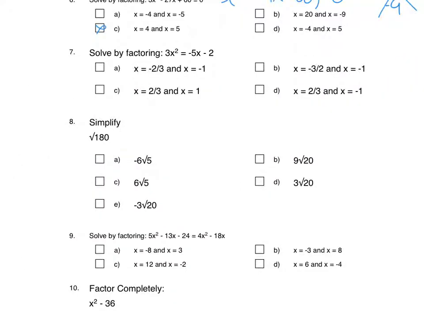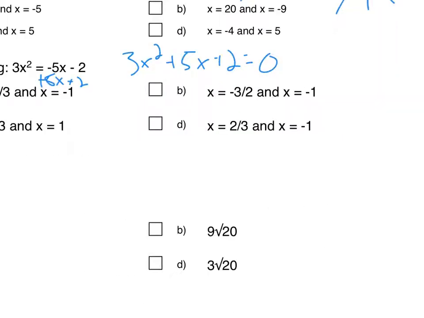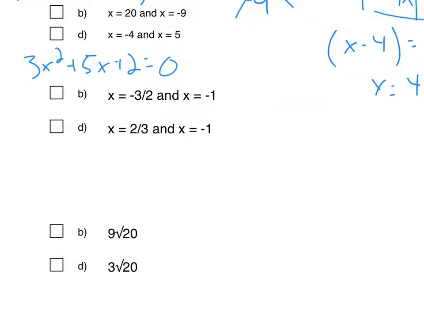Number 7. Now, some of us on this one struggled a little bit because it is easier to subtract the 3x squared over, but it's easier if we keep our A positive. So in this case, it'd be easier to add 5x and add the 2. So that way you get 3x squared plus 5x plus 2. None of those are like terms, so don't combine those together. Then from there, we can X-box it.